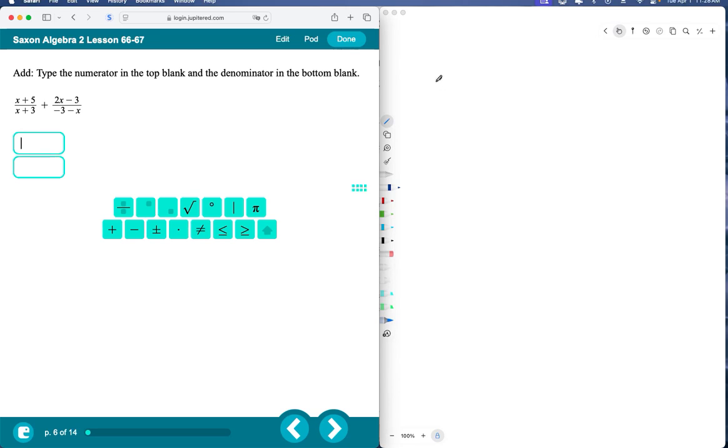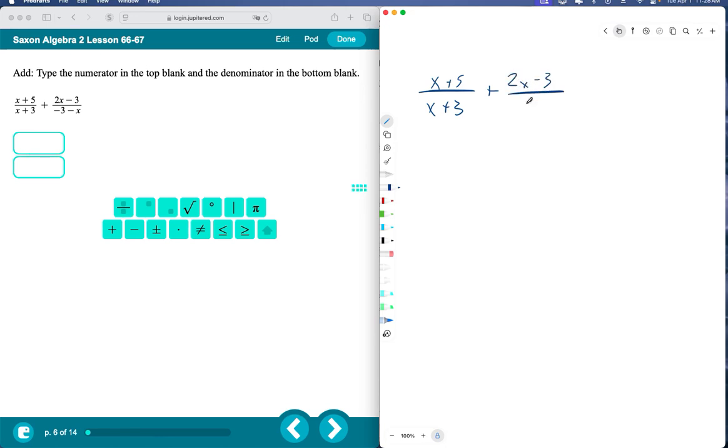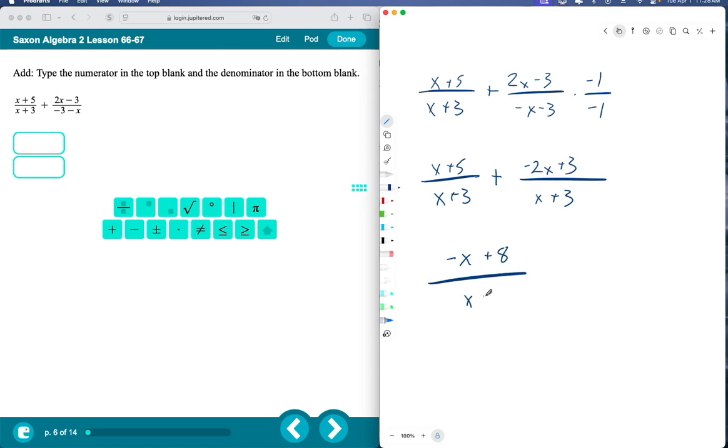Let's just do it for the fun of it. So you can check your work. X plus 5 over x plus 3. And I'm going to multiply this by 2x minus 3 over negative x minus 3 times negative 1 over negative 1, which gives me x plus 5, x plus 3, plus negative 2x plus 3 over x plus 3. All right, so I've got an x and a negative 2x. It gives me a negative x. And then I have 5 plus 3 plus 8.